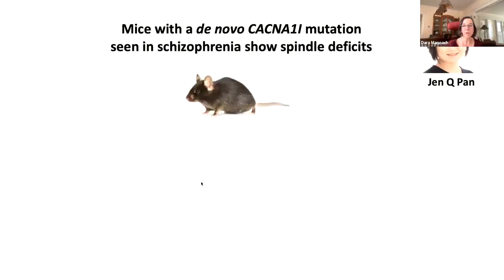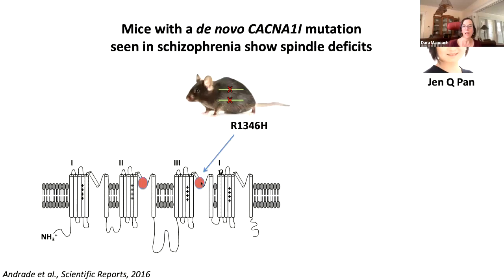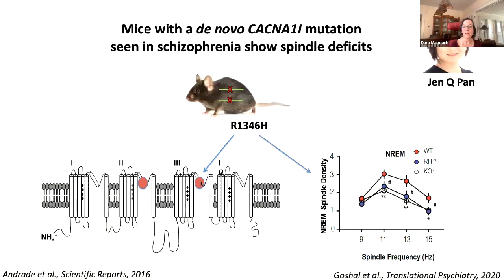And colleagues at the Broad Institute, led by Jen Pan, have created mice with a mutation of this gene, the same mutation that's seen in schizophrenia. And what it does is it leads to a reduction of the expression of the CAV3.3 calcium channel on the cell membranes of neurons in the TRN, reduced burst firing in the TRN, which is the firing that leads to the generation of spindles, and a corresponding reduction in spindle activity.